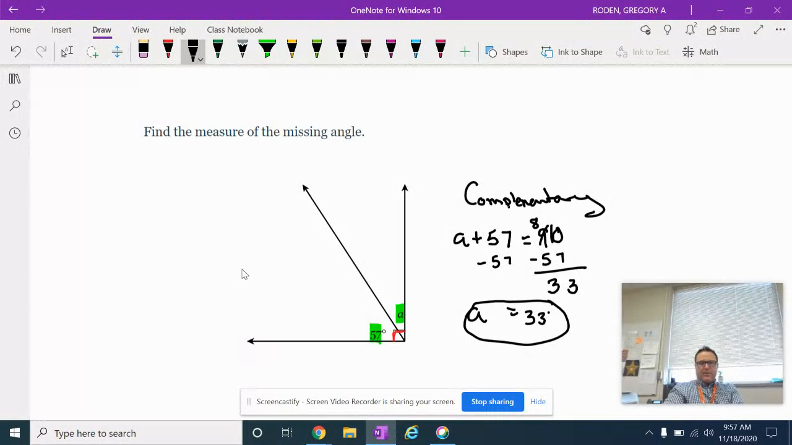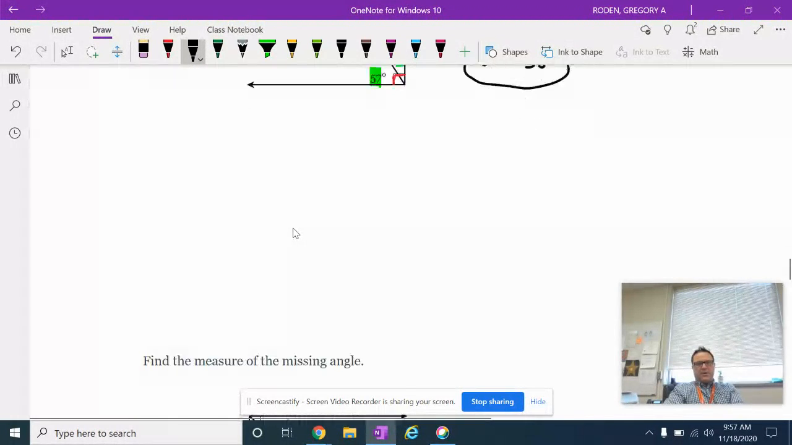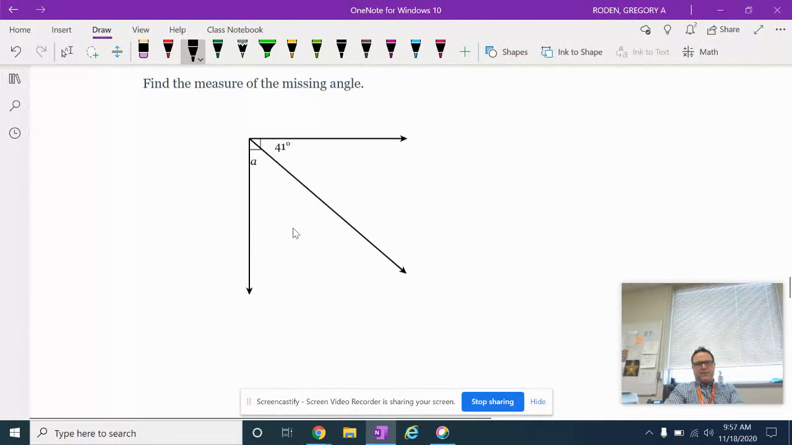All right, cool. So that's a complementary example, and that's me showing you and reviewing how to do that. And you will see a lot of these on your Delta Math 5.1. All right, so your job is to pause Mr.